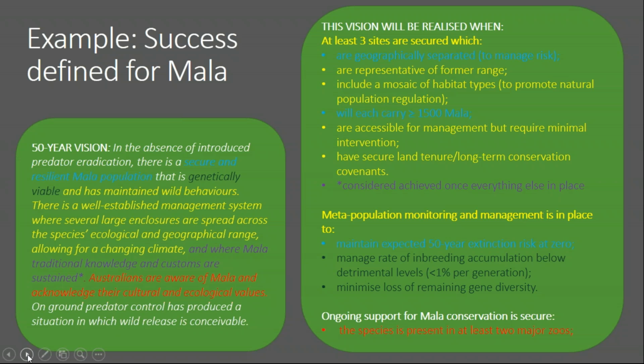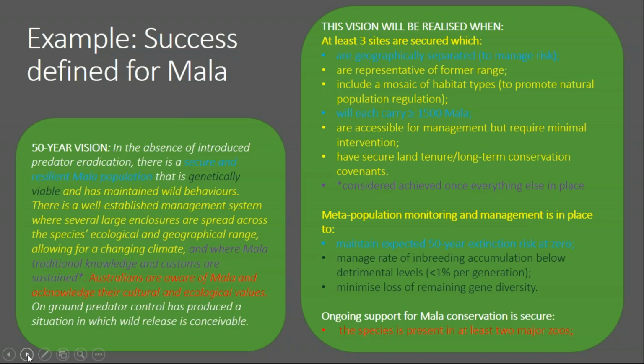This was discussed a lot by the group, and they decided that having 3 sites that were geographically separated to manage risk would be part of security and resilience. Having each of those 3 enclosures carry around 1,500 marla or more would be required, and maintaining an expected 50-year extinction risk at 0 would also be what was required. Although we're not going to deal with that today, these are the kinds of numbers and thresholds that we can get to using population viability analysis modelling, which is one of CPSG's standard tools. I know that you're going to cover that in week 4, so this kind of thing will make more sense to you then.